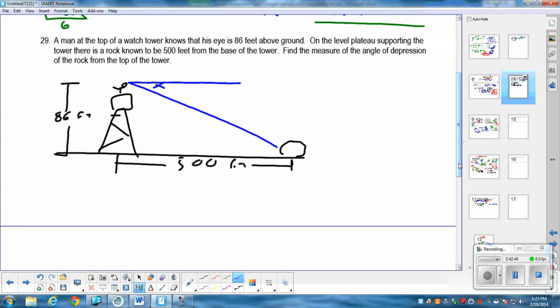The angle of depression is the same as the angle of elevation because alternate interior angles are congruent when lines, in this case two horizontal lines, are parallel. Or you could find that angle and subtract from 90, but I would rather not do that. So from this angle x, we know the opposite, we know the adjacent, we're going to use tangent. Tangent of the angle we would like is 86, the opposite, divided by 500, which is the adjacent. And to get rid of the tan, we're going to tan -1, or arctan, both sides.